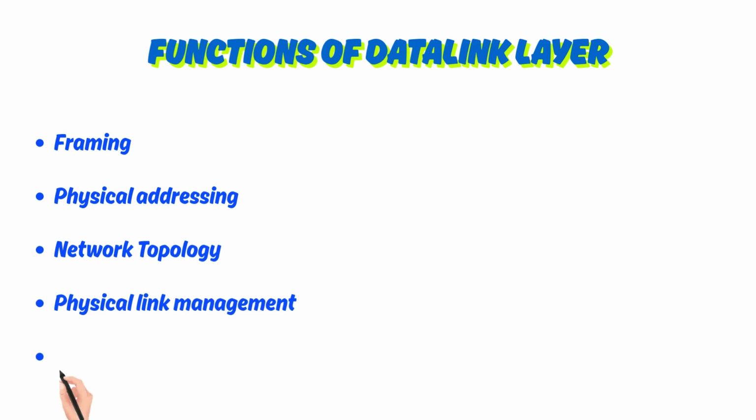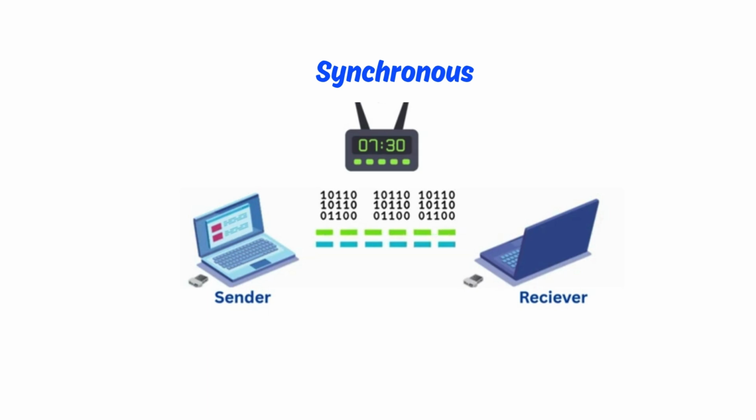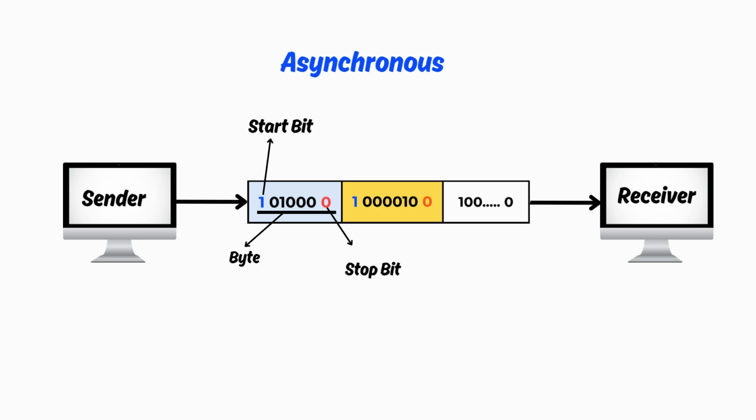The data link layer finally performs bit ordering. Bit ordering is the process of determining the sequence in which bits are sent over the network, whether the most significant bit MSB or the least significant bit LSB goes first. The data link layer ensures both the sender and receiver agree on this order so data is correctly understood. Similarly, we have discussed the synchronous and asynchronous communication.